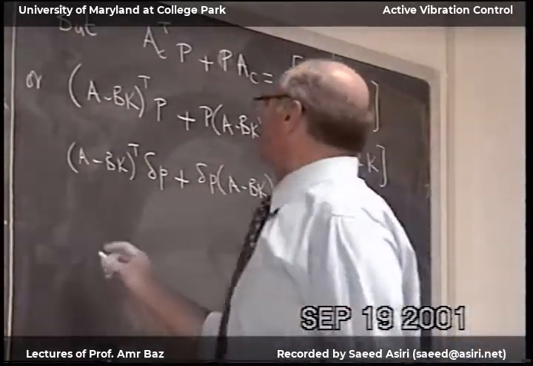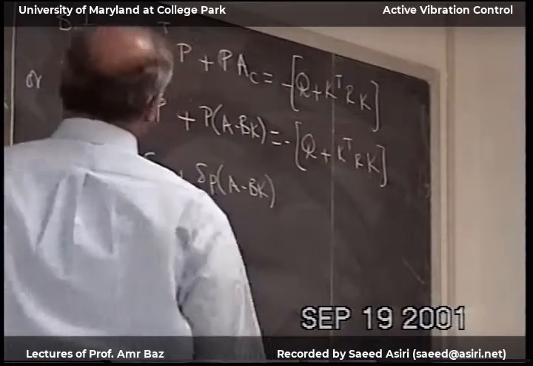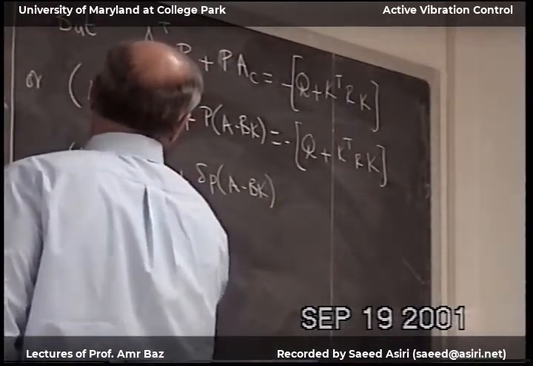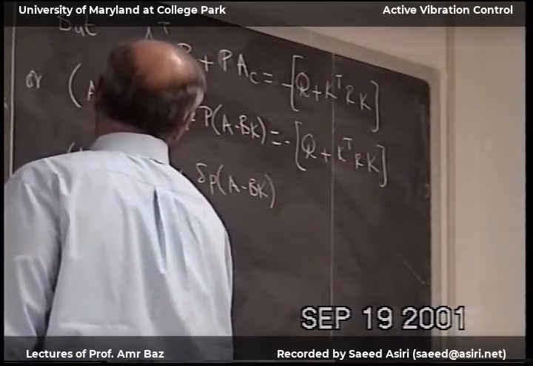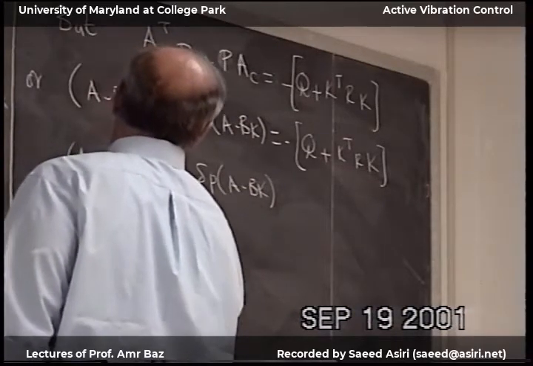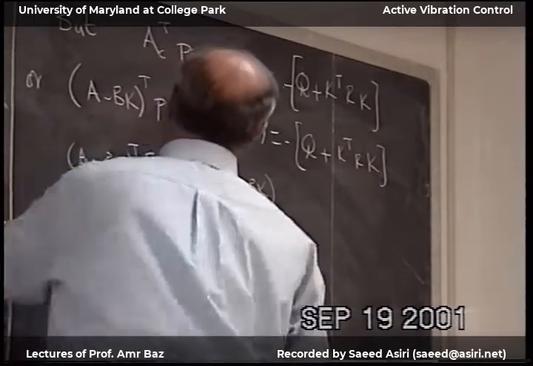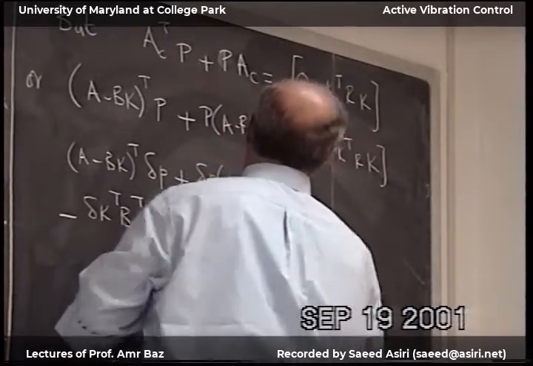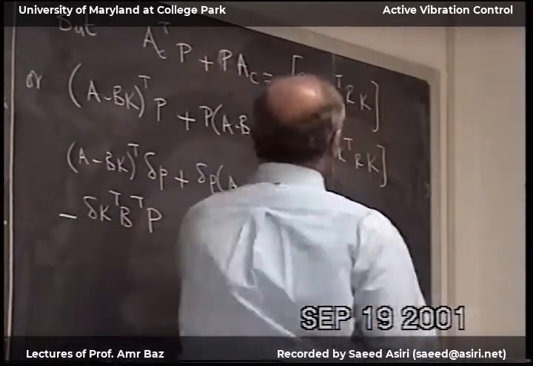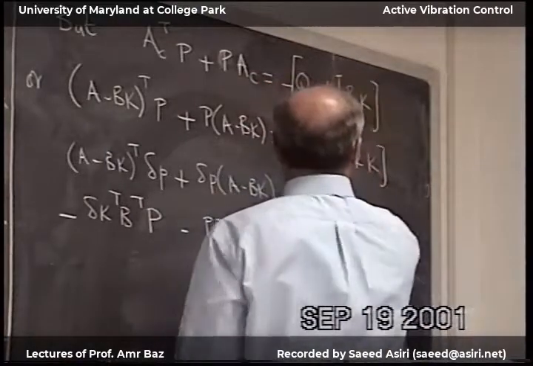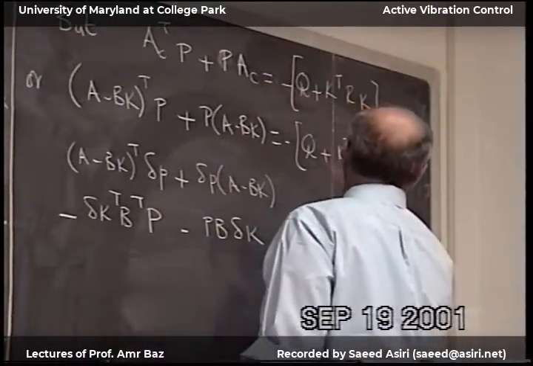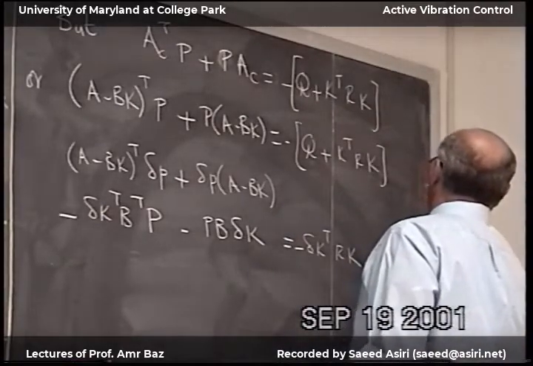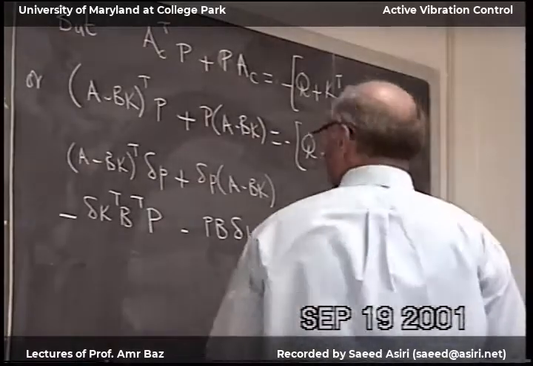And then I'm going to get the variation with respect to K. So now this will be K transpose del K transpose B transpose P, and then here minus B del K. And the right hand side, this does not depend on either one of them, so this goes to 0. And then this will be RK minus K transpose R del K.